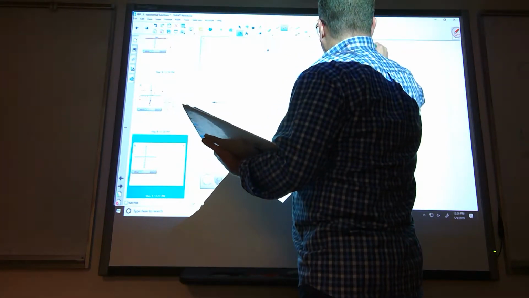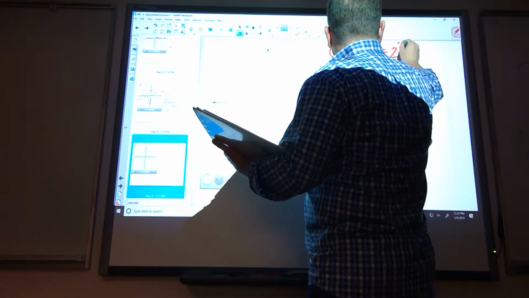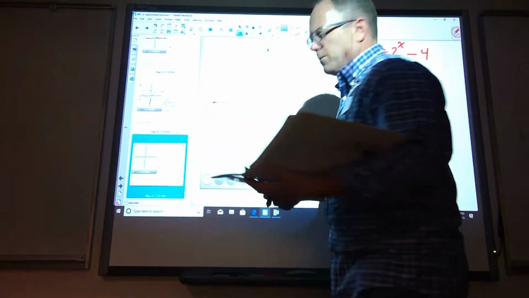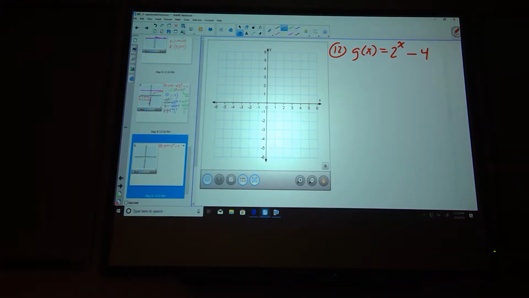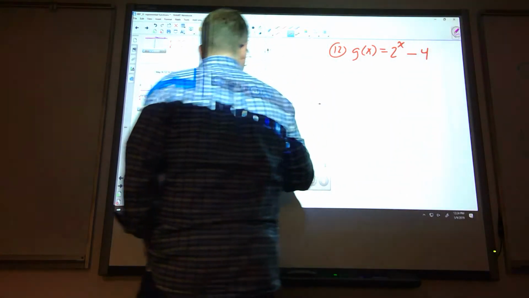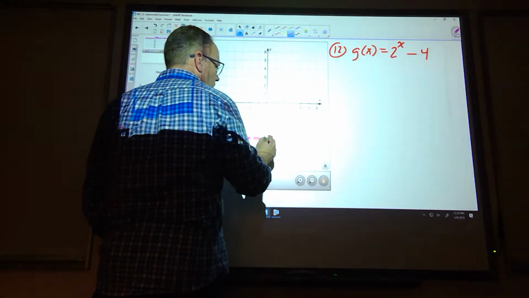So g at x, that's a fancy way of writing y. 2 raised to the x minus 4. So is it an exponential graph? If so, how do we know? What's my exponent? Yeah. Thoughts? Do you think the asymptote's going to move on this one? Yes. You think it's negative 4? I think you're absolutely right. Negative 4. That negative 4 means my asymptote shifted down. So again, my range is going to be affected.